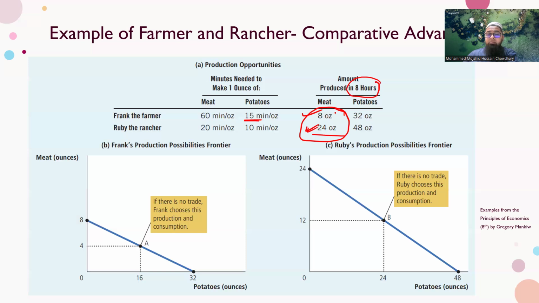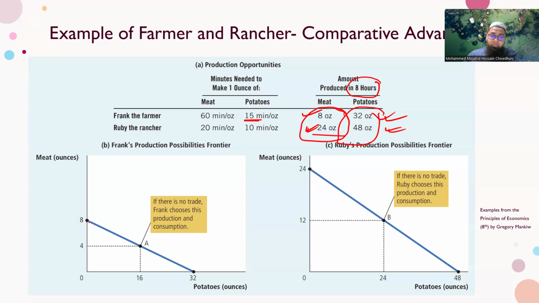Ruby's meat production is comparatively higher, meaning Ruby has the absolute advantage in producing meat. If they give their full time to produce potatoes, the farmer comes up with 32 ounces, and the rancher Ruby comes up with 48 ounces. So in producing potatoes also, Ruby has the absolute advantage.